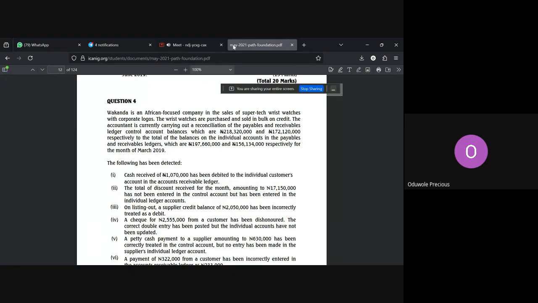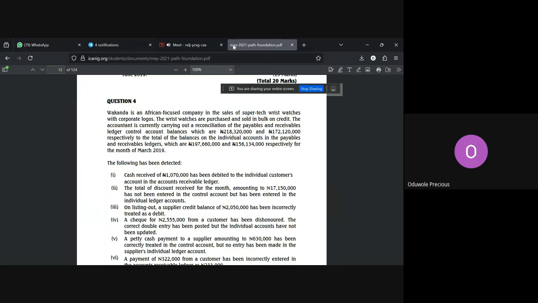Please, if you don't have this, there's a way you can download it from the ICAN portal. It's very easy to download. You can DM me because I have some of the past questions, soft copy on my phone. I'll send it to you. Okay. So the question is long, so we have to calm down, take our time, and read it.